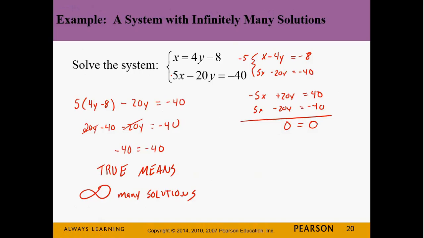So that's the three different things that can happen. You get an answer, it's the only answer. You get a false statement, there's no answer. You get a true statement, there's infinitely many answers. Okay?